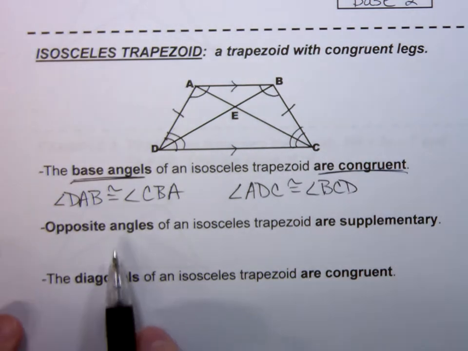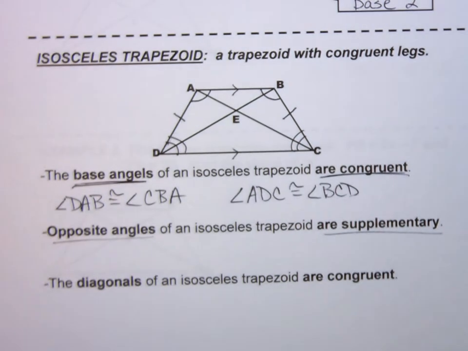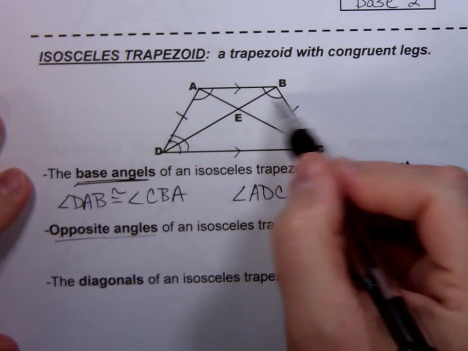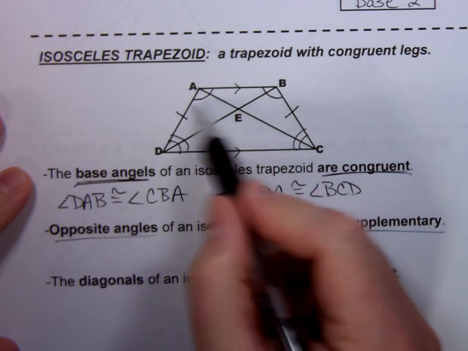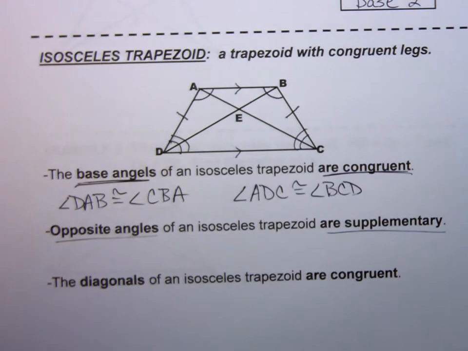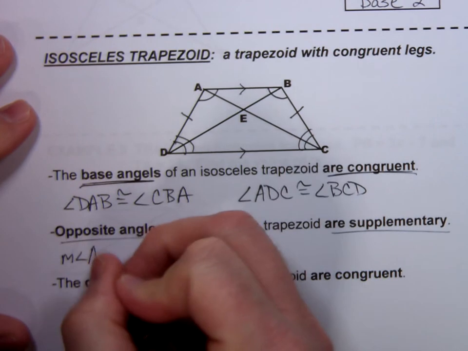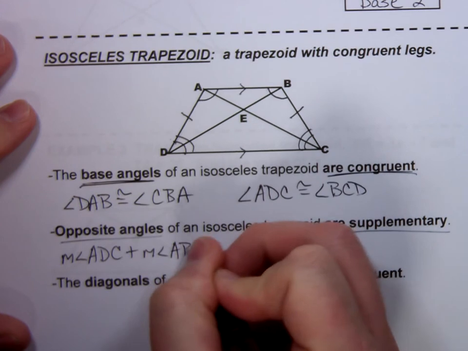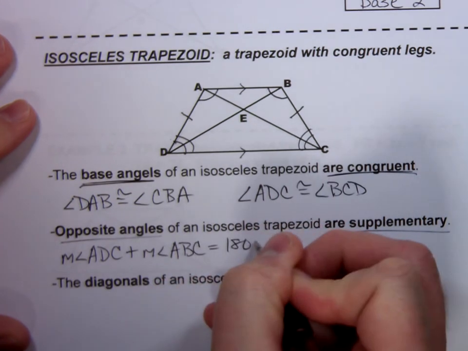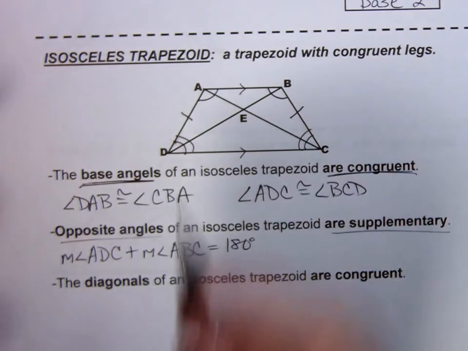Another thing that's true for isosceles trapezoids is that the opposite angles are supplementary. The opposite angles of an isosceles trapezoid are supplementary. So this angle and this angle would add up to 180 degrees because they're opposite angles. And this angle and this angle are opposite angles. They would also add up to 180 degrees. So I'm going to go ahead and write those statements out. The measure of angle ADC plus the measure of angle ABC equals 180 degrees. Because they're opposite angles, they're supplementary, which means they add up to 180. So those two angles are supplementary.